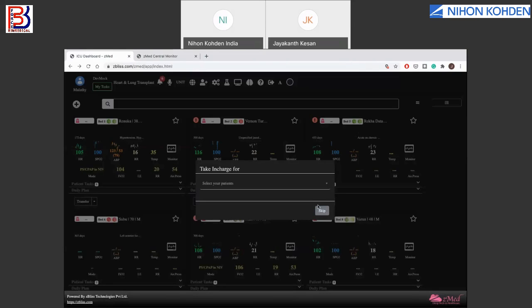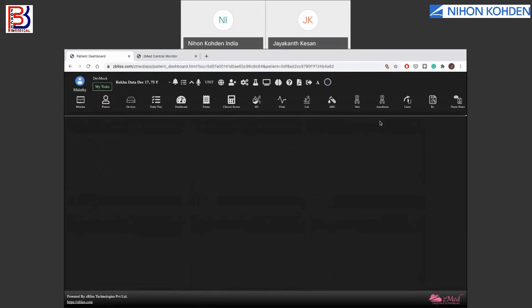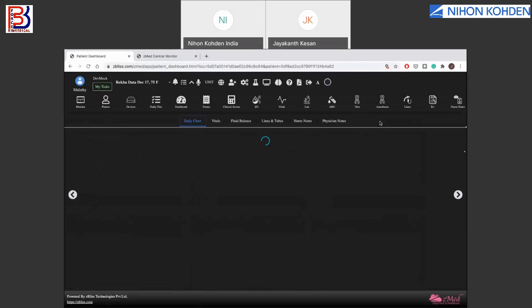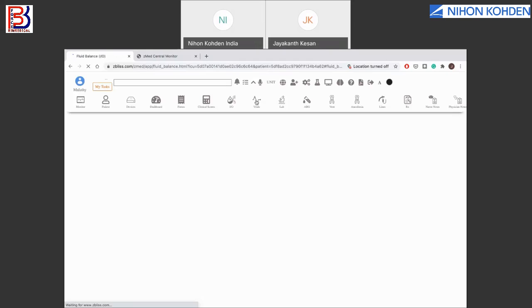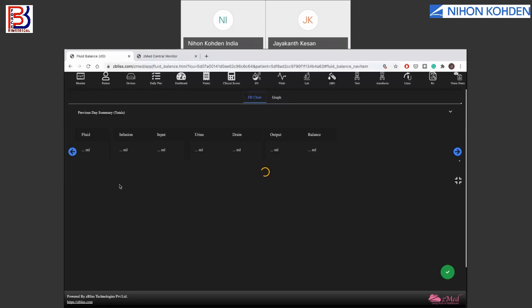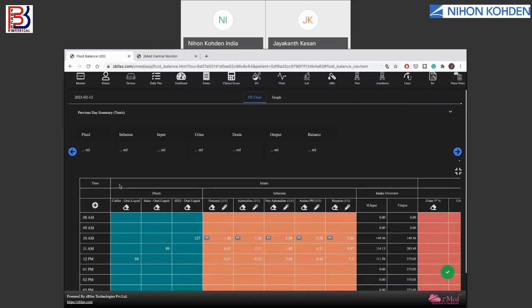Now, as I said, you can also go into the comprehensive charting part. Charting covers everything from fluid balance to nurse notes to integration of laboratory results and multiple other things. And you have multiple modules here. You have the fluid balance. Fluid balance is another important thing where through syringe pumps and infusion pumps, important drugs, particularly vasopressors, inotropes, are given, and it is very important to monitor the flow rate.